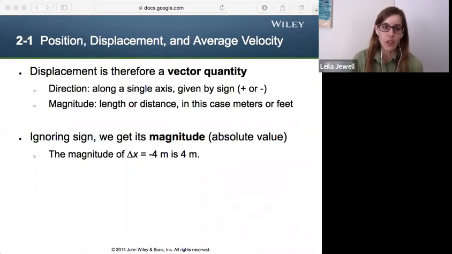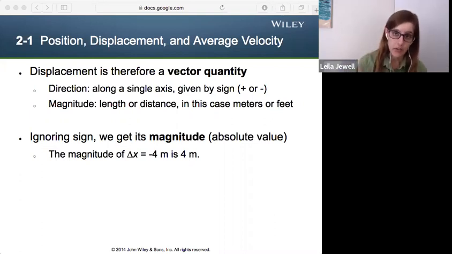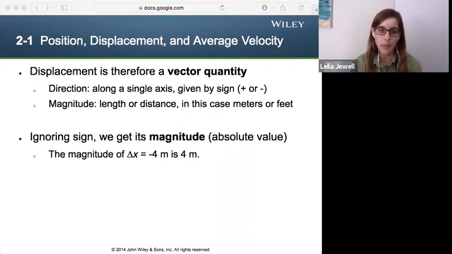Right. So because we have this positive or negative displacement being possible, displacement is something known as a vector quantity. We're going to get back to this in chapter 3. But for now, all you need to know is that a vector is something that has both a magnitude, a size, and a direction. So the direction of the displacement is along a single axis, because we're in one dimension here, and it's given by its sign. Either you're moving in the positive direction or you're moving in the negative direction, right? One or the other. The magnitude of the displacement is a length or a distance. In this case, it'll have units of meters or feet.